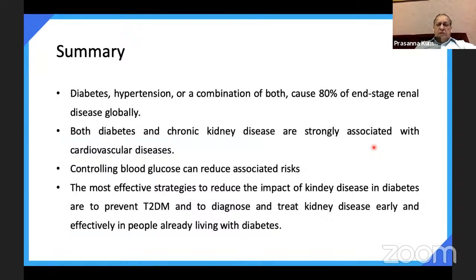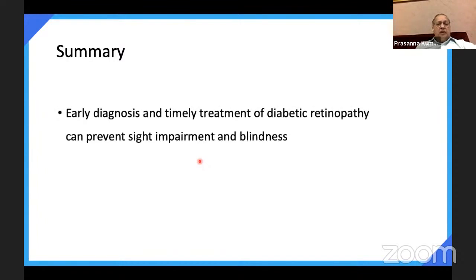Diabetes, hypertension, or a combination of both cause 80% of end-stage renal failure. That's why treat both diabetes and hypertension. Both diabetes and chronic kidney disease are strongly associated with cardiovascular disease. If a patient has diabetes and chronic kidney disease, then the mortality is higher. Controlling diabetes can reduce all these microvascular complications. The most effective strategies to reduce the impact of kidney disease in diabetes are to prevent diabetes itself and to diagnose and treat kidney disease early and effectively so that the patient can have a good quality of life.